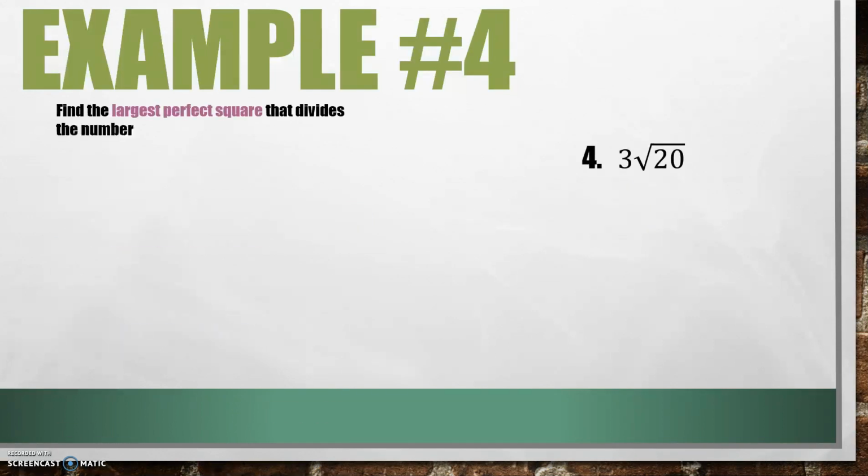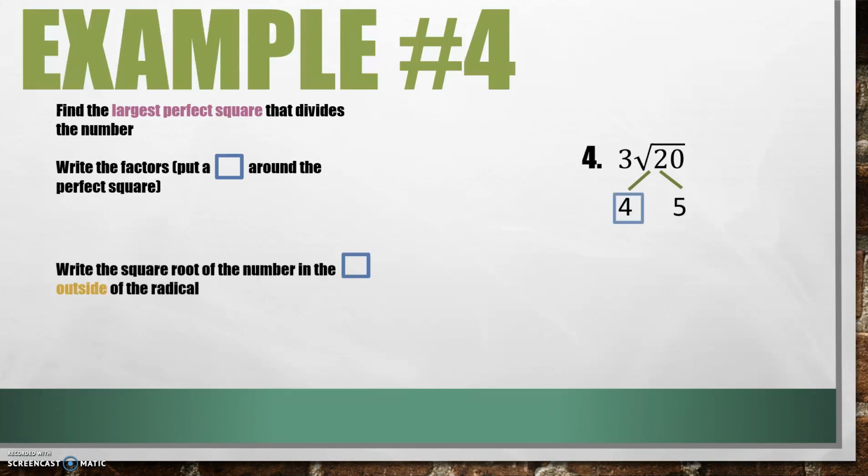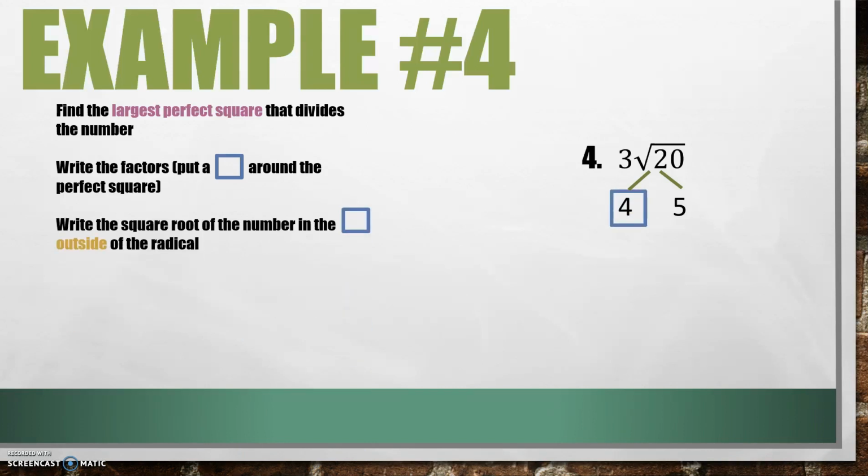So in this one here, I have a number on the outside, and we kind of addressed that already in example number 1 or 2. So first I'm going to find the perfect square that goes into the number 20. The largest perfect square is 4. This is 4 times 5. 16 and 9 do not divide into the number 20. 4 is my perfect square, so I'm going to put a box around it.